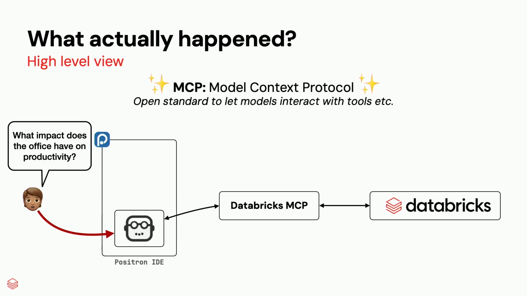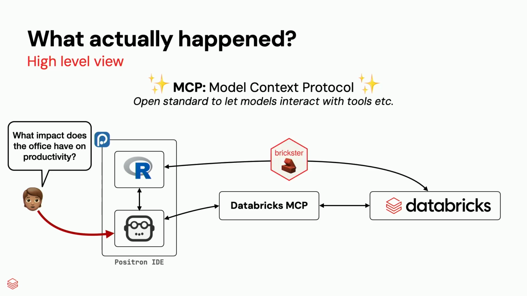And once Positron can talk to Databricks and knows how to see what's inside, it can then go ahead and write some code. And it can push that back into R or Python. And it's going to then use that code and use brickster, which is an R package, to make it really easy to work with Databricks, and talk to Databricks, and you're able to run that analysis through things like dplyr.